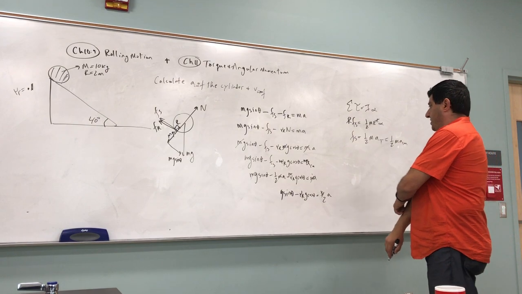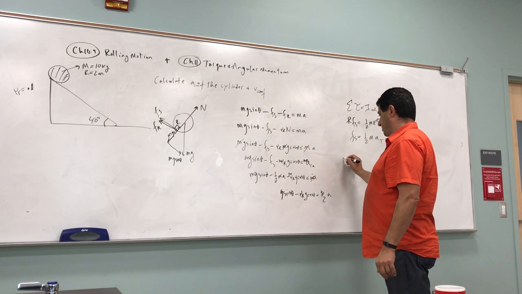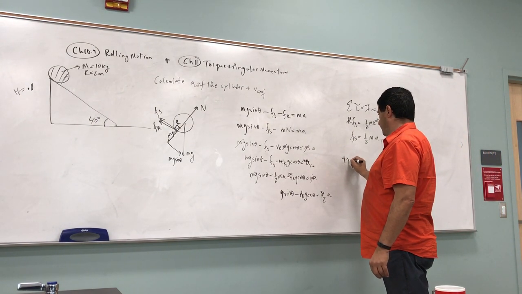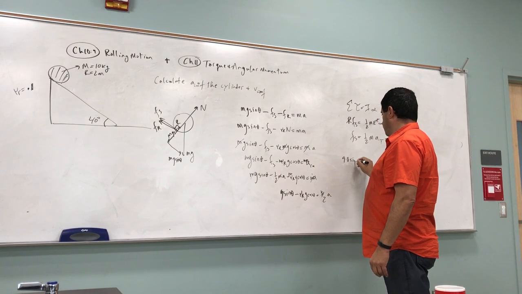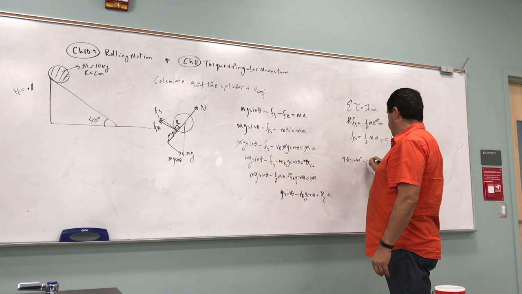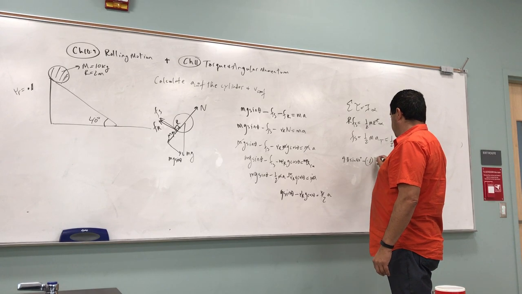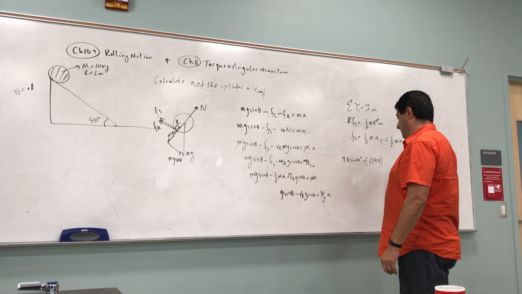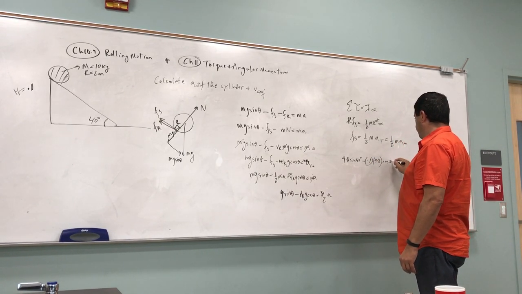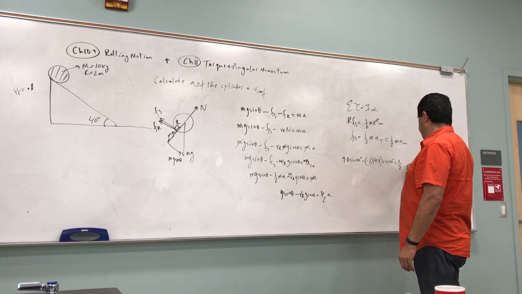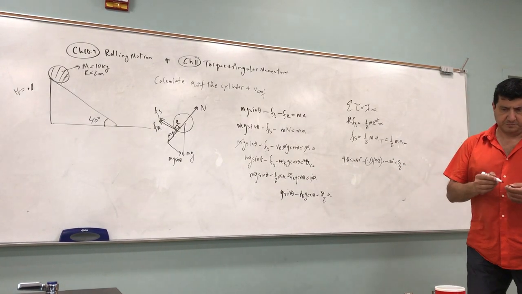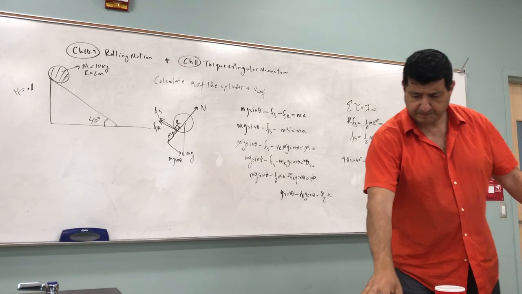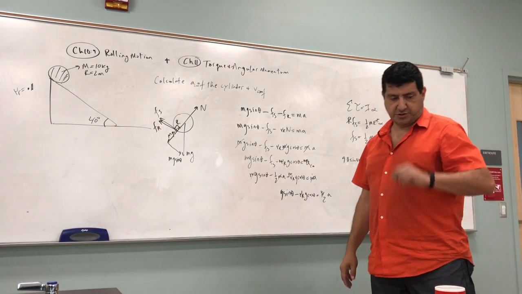Now we can calculate the acceleration. 9.8 sine of 40 minus 0.1 times 9.8 times cosine 40 equals 3/2 a. That's for a cylinder.